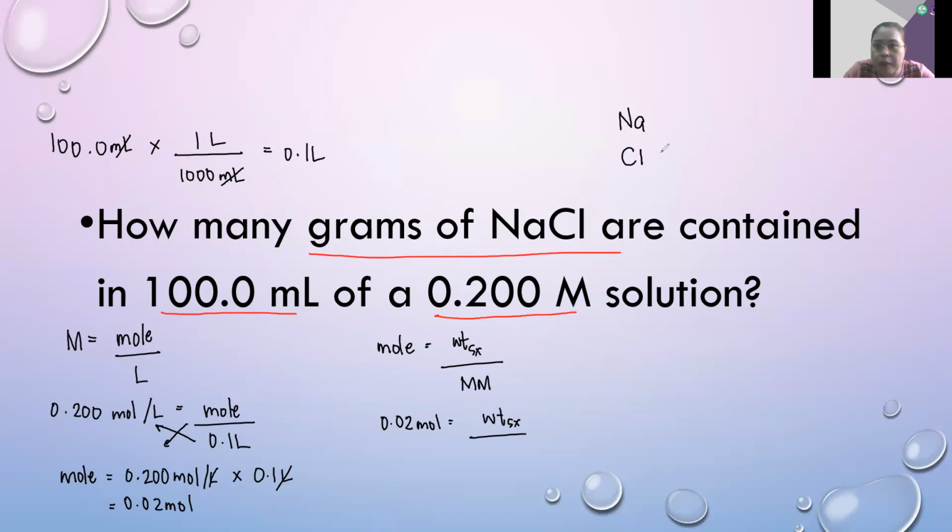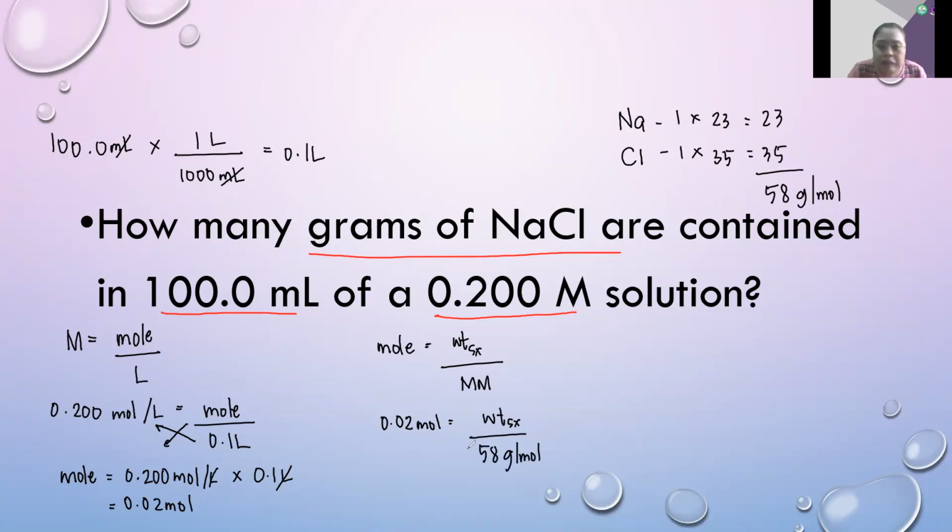Our sample here is NaCl, one atom for each element, and then we multiply by their respective atomic weights in whole numbers. So this is 23, this is 35. Our molar mass here is 58 grams per mole. Do not forget the unit, 58 grams per mole.